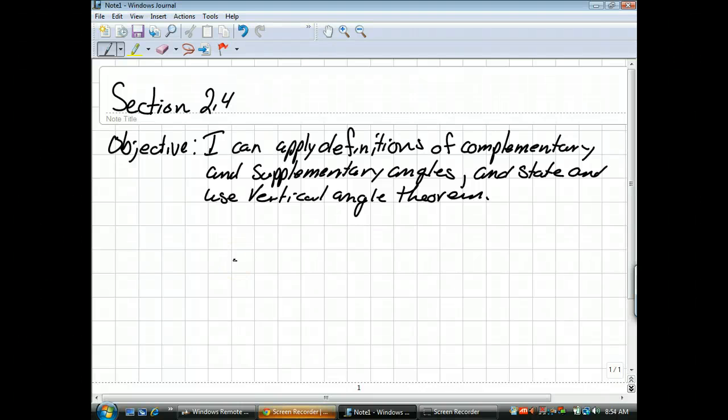Section 2.4, our objective today is I can apply definitions of complementary and supplementary angles and state and use the vertical angle theorem. So first of all, let's define what complementary angles are.